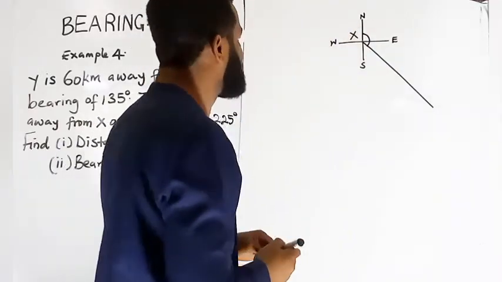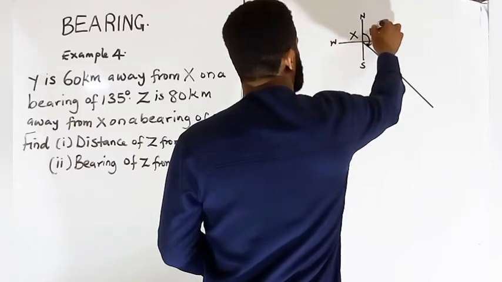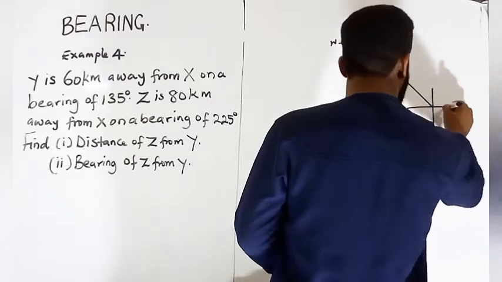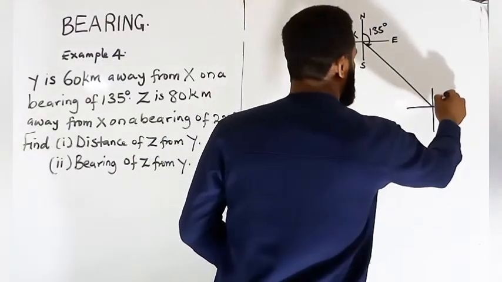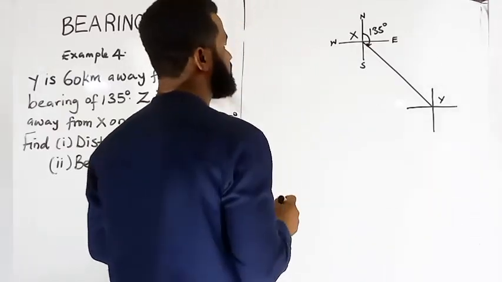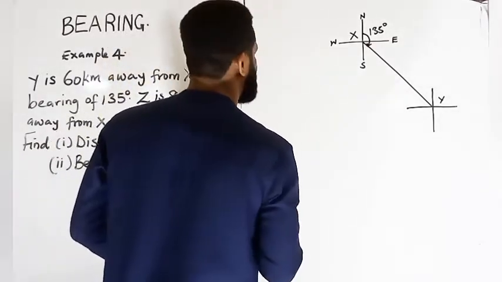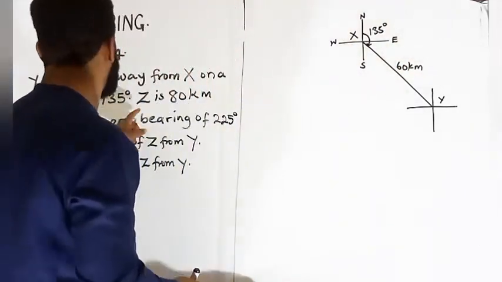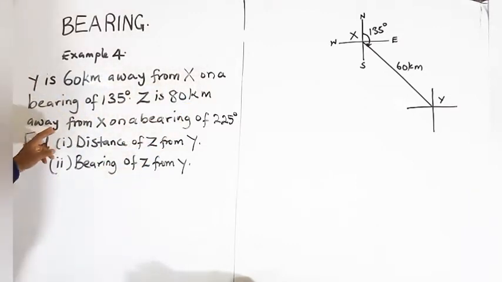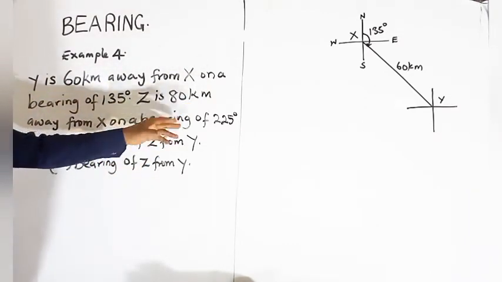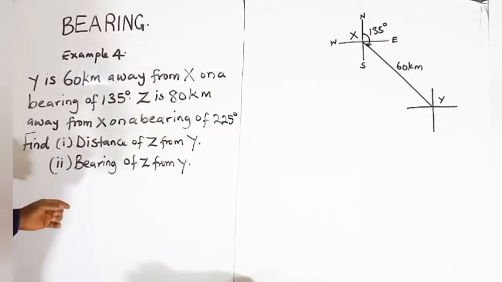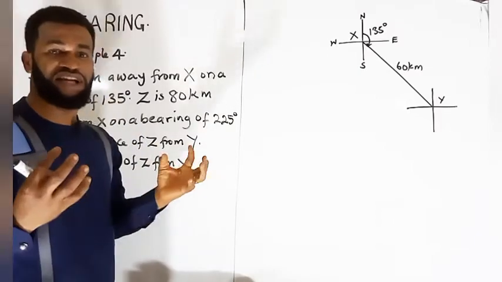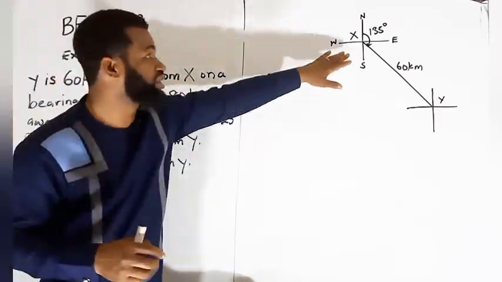And out of this 135, so this is 135 degrees, then to a point called y. All right? So another thing happens, and this is 60 kilometer. Then z is 80 kilometer away from x on a bearing of 225. So another point is coming from the same x. So whenever there are two angles coming from the same point x, you subtract.